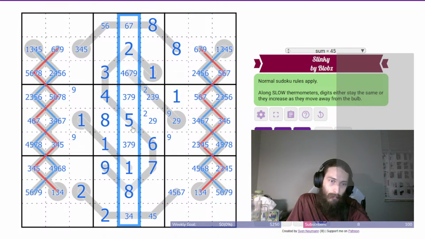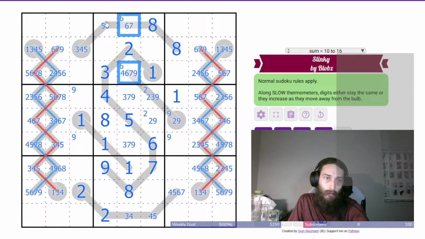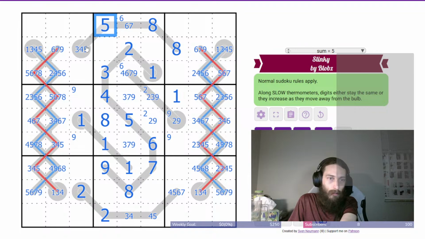6 in this column isn't in the middle box. That's a 1, that's an 8. And I can't put a 6 here because that's too small, because this is max 5. So 6 has to go in here also, a 5. Exactly. It doesn't impact this yet because those can be the same.